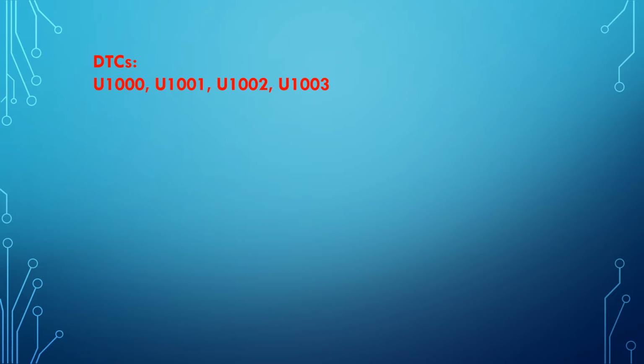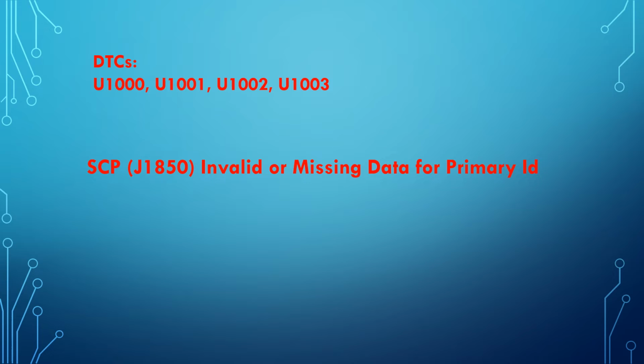I've listed 4 U-codes on the screen: U1000, 1001, 1002, 1003. The DTC description for them is invalid or missing data for primary ID. So the question here would be, what's a primary ID? If we know what a primary ID is, we'll know about the invalid or missing data. What this is, is that communication had taken place, but the information being received just didn't have enough information to obtain the primary ID. Once we know what a primary ID is, we'll know what to do with this. So let's proceed.